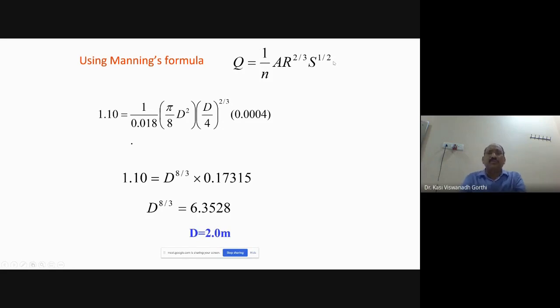So substitute all the known values. The discharge Q, it is a circular drainage pipe carrying 1.1 meter cube per second of discharge. So Q is equal to 1.1 is equal to 1 by n. N is 0.018 into wetted area A, pi by 8 into d square, hydraulic radius r, d by 4 to the power 2/3, into the longitudinal slope given to be 0.0004. Substituting these values in this equation, you have only one unknown, capital D, that is the diameter of the pipe. One unknown and one equation. Solving, the value of D is equal to 2 meters. The size of the pipe is 2 meters.